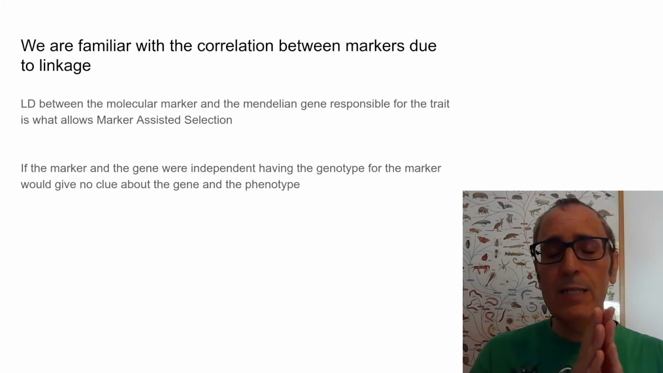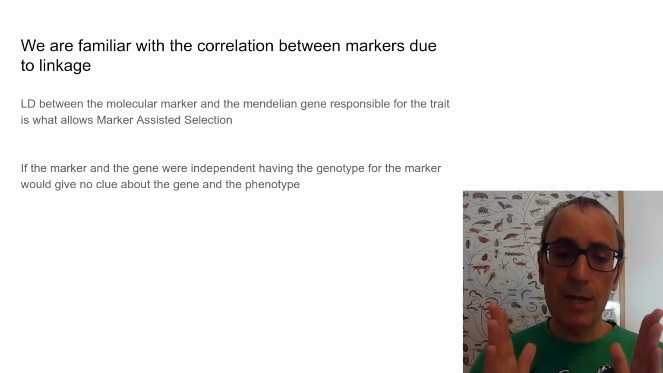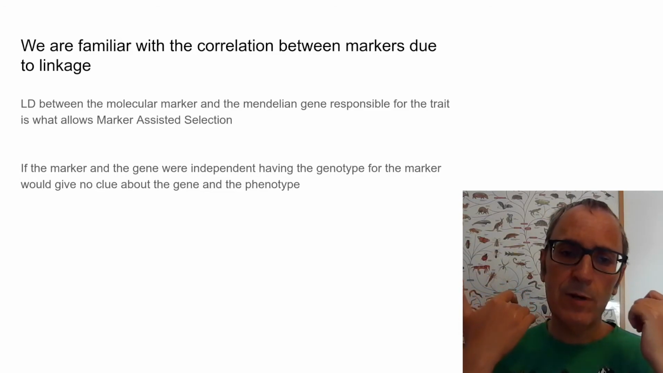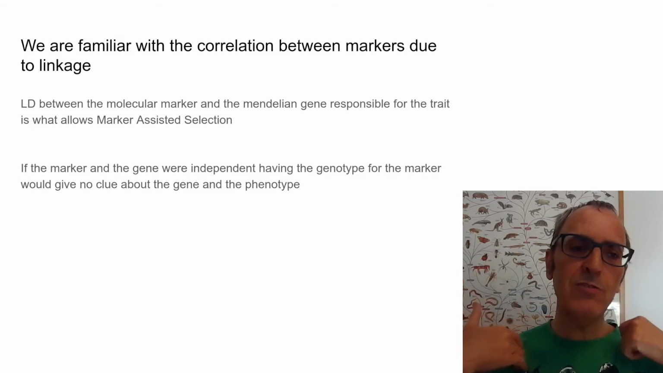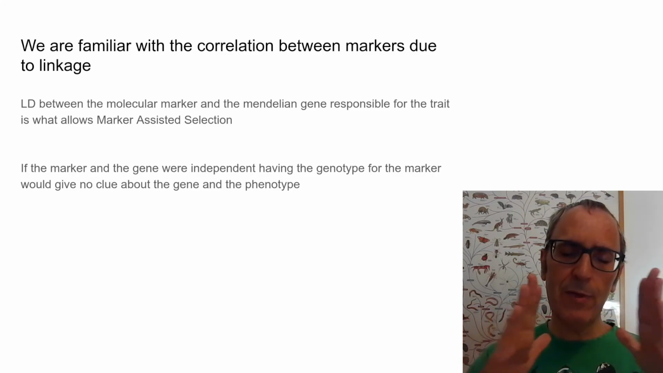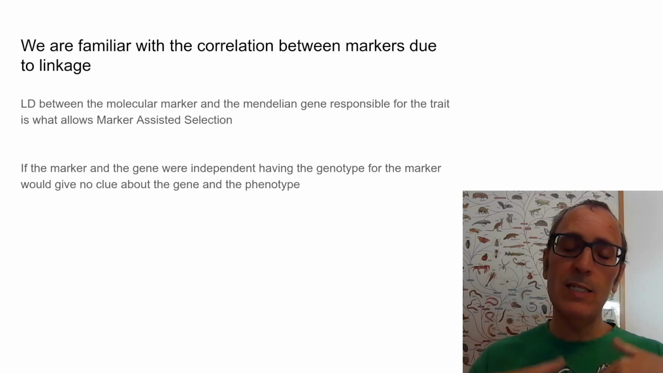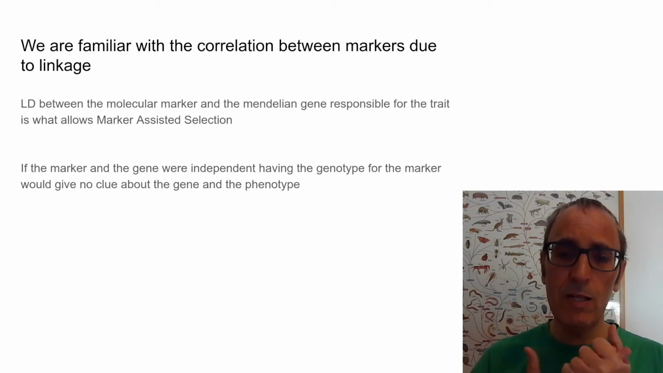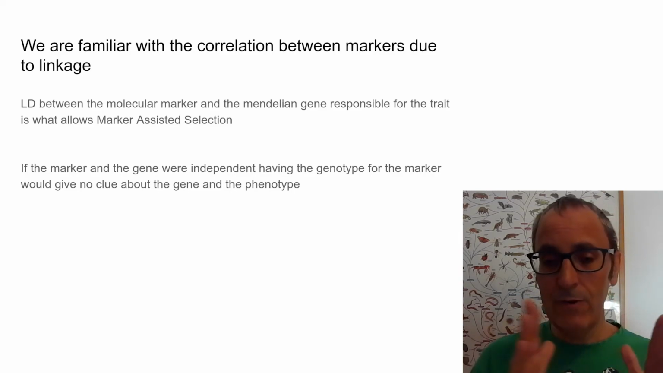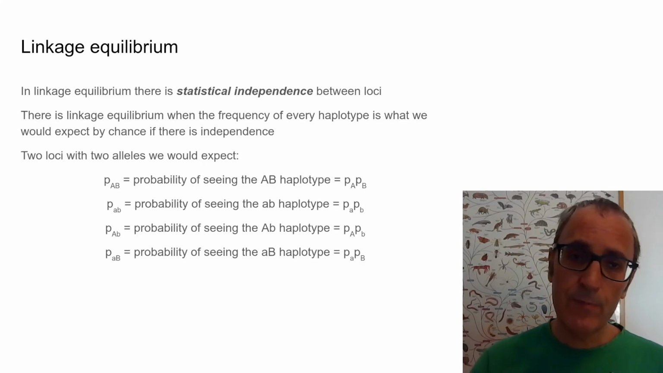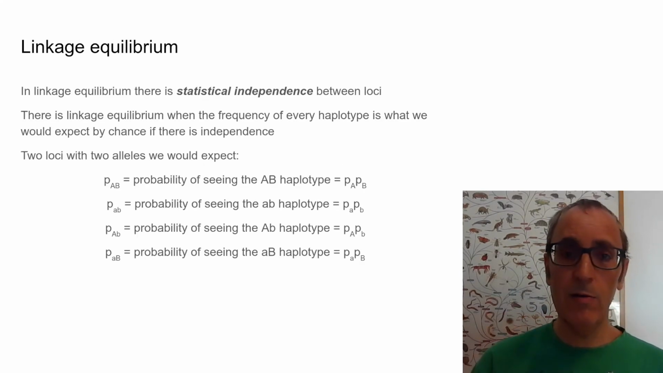What does this level of correlation depend on? Well, it depends on the number of recombinations that have happened in the past. And this number of recombinations depends on several things. One is the genetic distance, but also the genetic composition of the population and the diversity of the population. So genetic distance is a very important thing for linkage disequilibrium, but it also depends on the diversity and the history of the population in general.